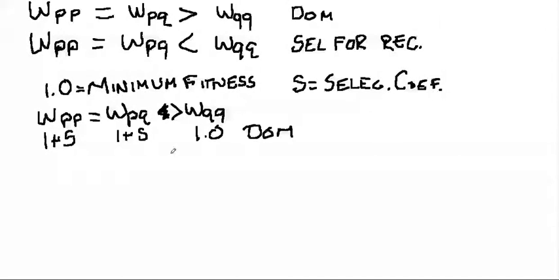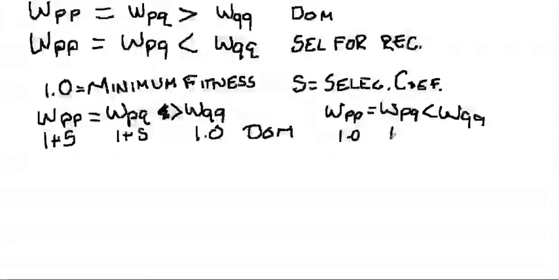In contrast, if we did it as WPP equals WPQ is less than WQQ, we would represent this as 1.0, 1.0, 1 plus S, so we would have selection for the recessive system. Now, let's try and do a problem with this actually.